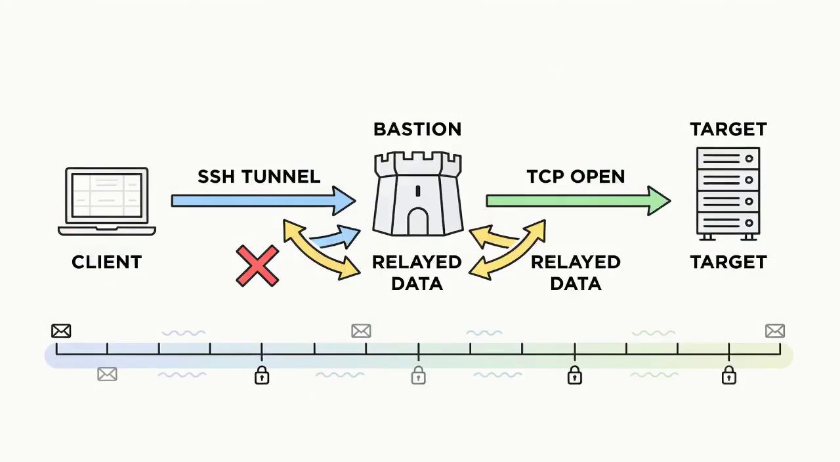First, your local machine opens an SSH tunnel to the bastion. Second, the bastion opens a fresh TCP connection from inside the private network to the target host. Third, both sides relay bytes back and forth through the bastion. The target never sees your laptop's IP, only the bastion's. That indirection is what makes the architecture safe.